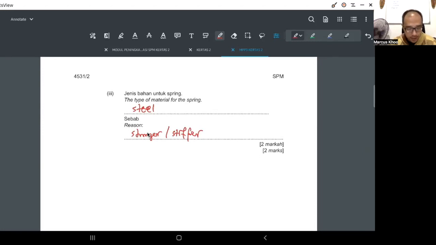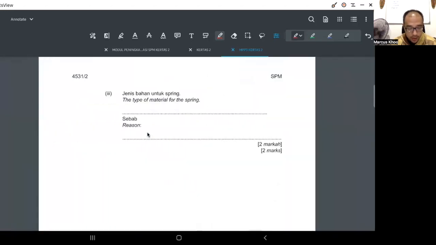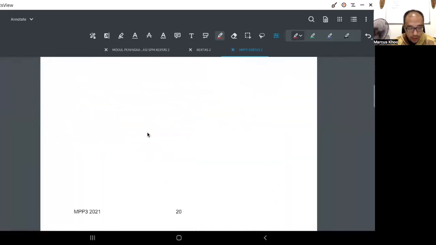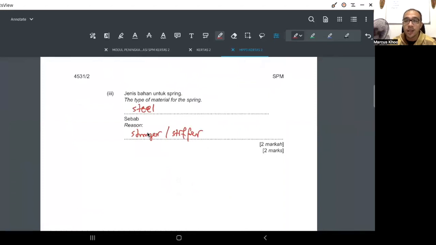Okay. All right. So that's the end of the Terengganu paper. And I've taken an exact time of 1 hour. I've taken 1 hour to do this.